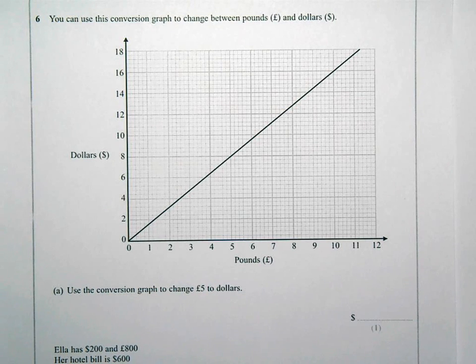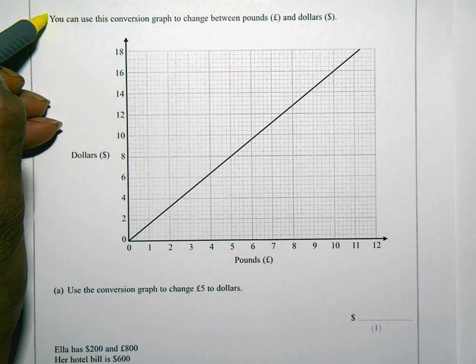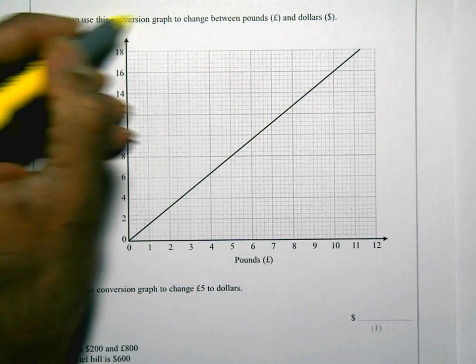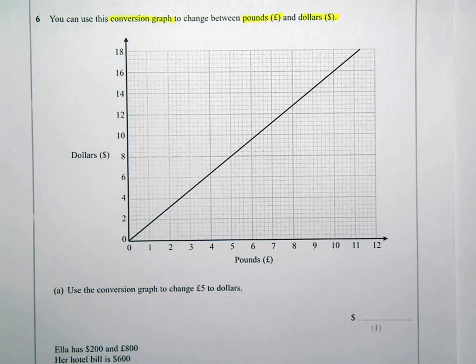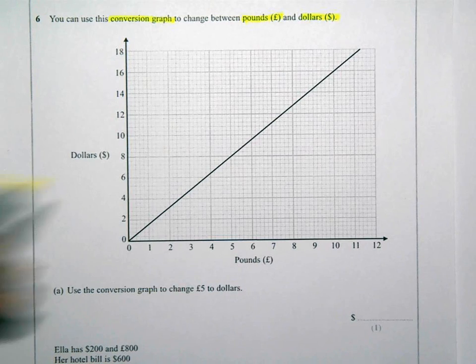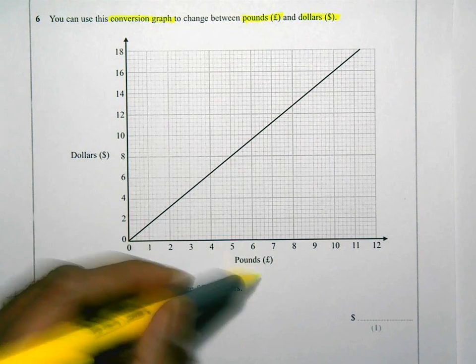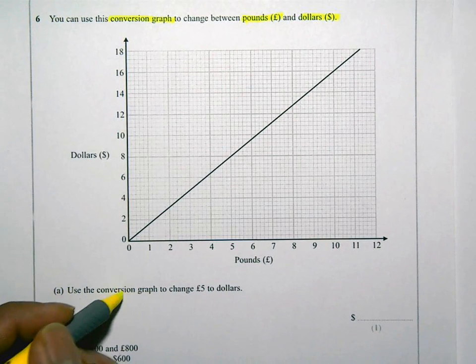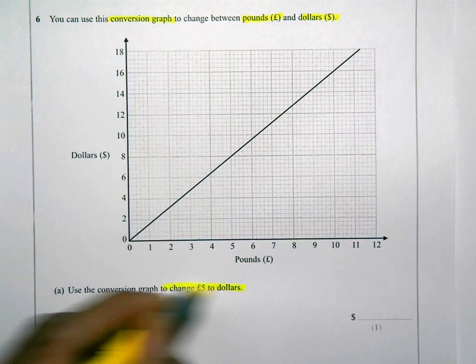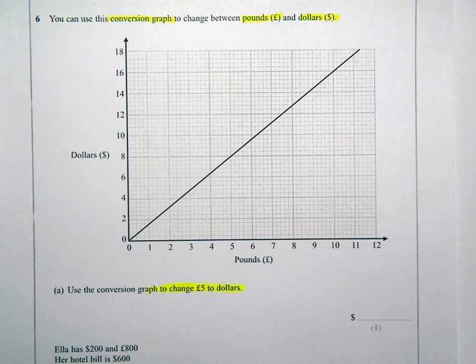Okay, here's question 6 on the higher non-calculator paper. Let's read the question first. You can use this conversion graph to change between pounds and dollars. So this conversion graph could be used to change between pounds and dollars. The question says, use the conversion graph to change £5 into dollars. I'm going to change £5 into dollars.